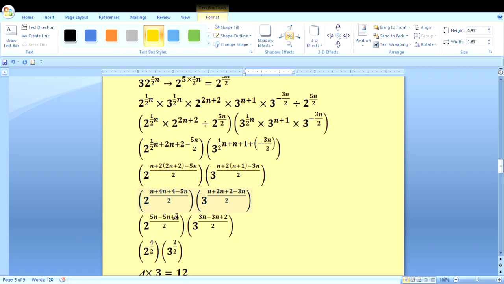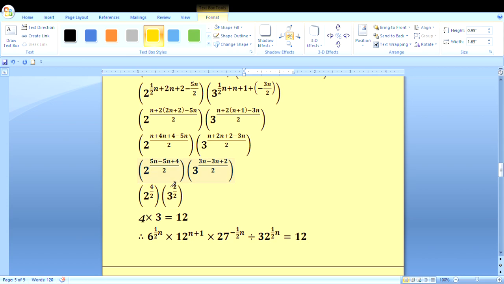Now let's do the necessary operation with the exponent: n plus 4n, because 2 times 2n is 4n, then 2 times 2 is 4. So n plus 4n is 5n, plus 4, minus 5n, divided by 2. Now for the exponent of 3 as a base, it is n plus 2 plus 2n minus 3n. So here this becomes, 3n minus 3n plus 2, divided by 2.